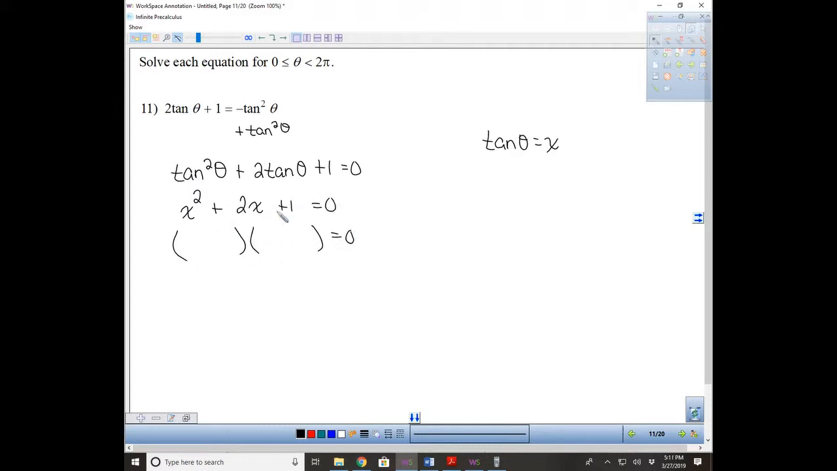So there's a plus in the back, so you have 2 of what's in front. An x and an x, and then 1 times 1 is 1 and adds to make 2. So now I'm just going to replace the x back with tangent theta.